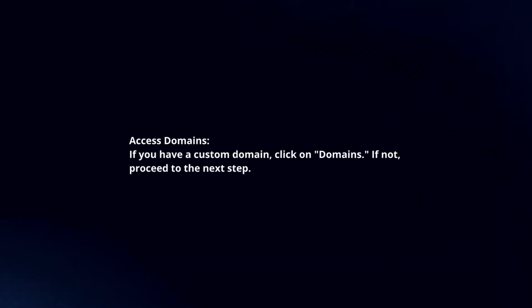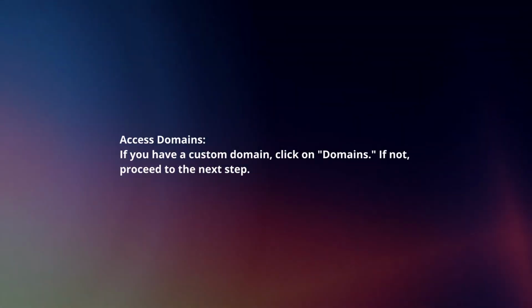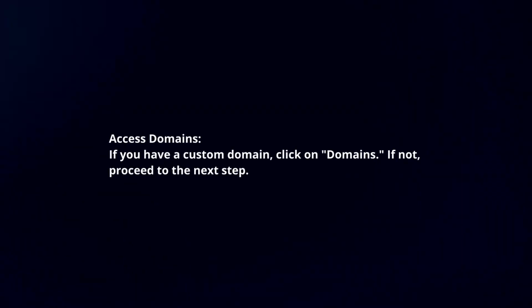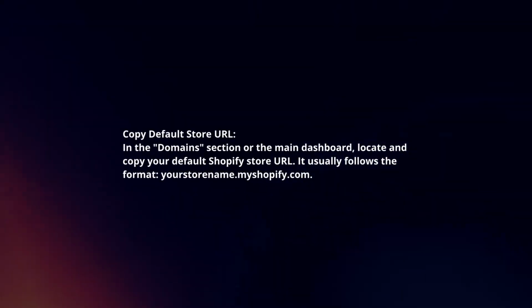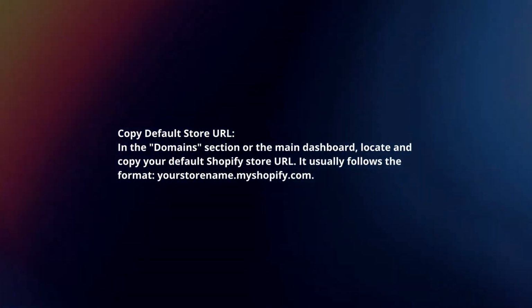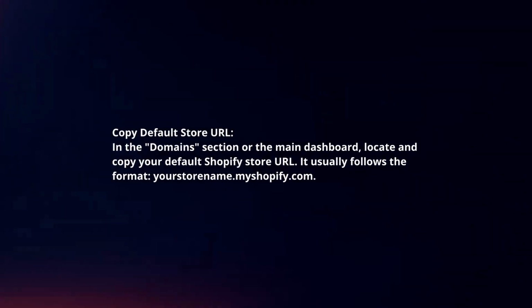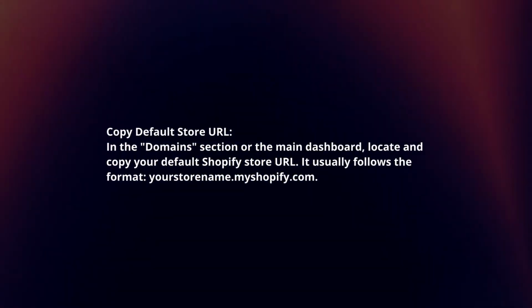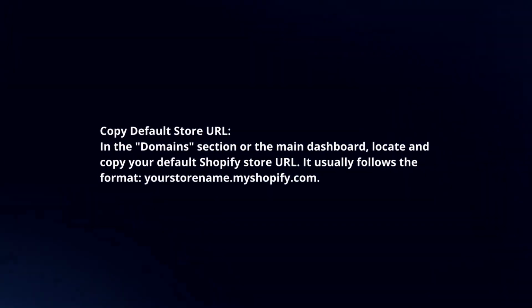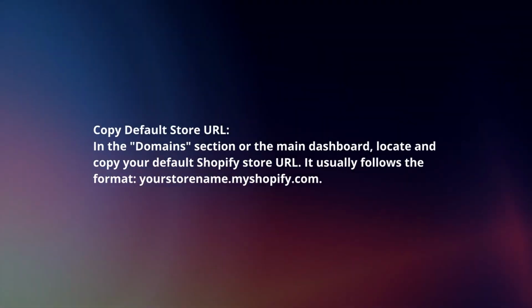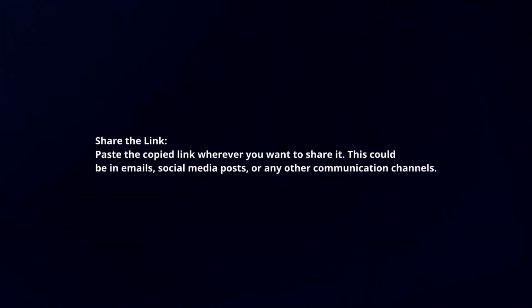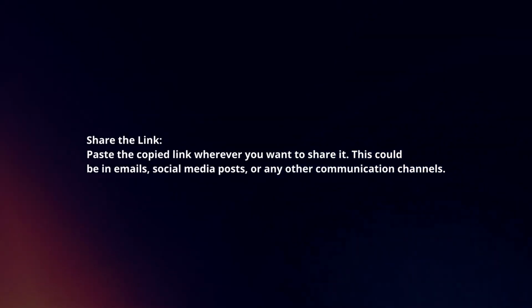Access Domains. If you have a custom domain, click on Domains. If not, proceed to the next step. Copy default store URL. In the Domain section or the main dashboard, locate and copy your default Shopify store URL. It usually follows the format yourstorename.myshopify.com. Share the link. Paste the copied link wherever you want to share it.